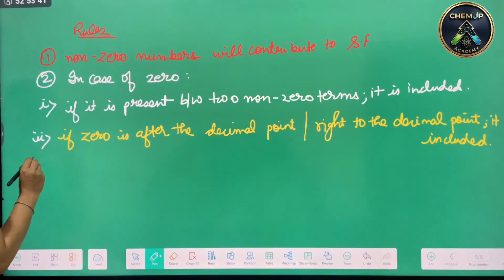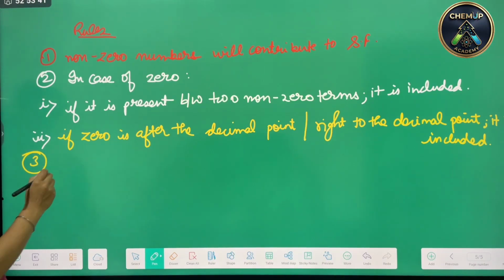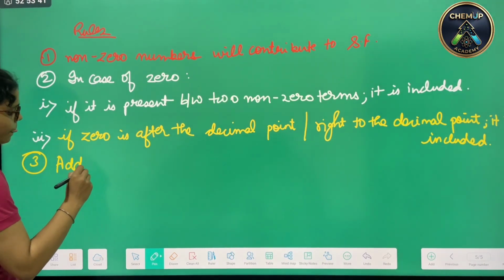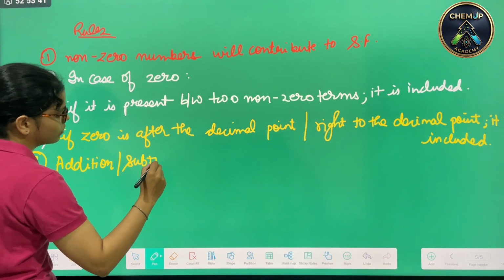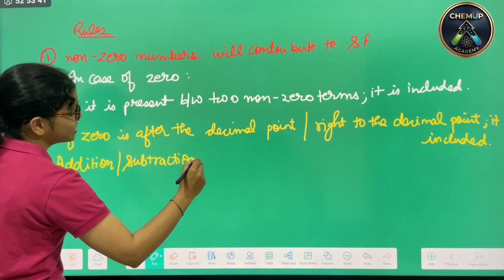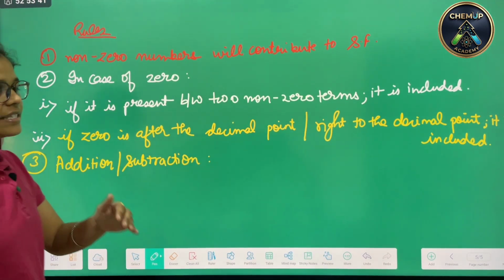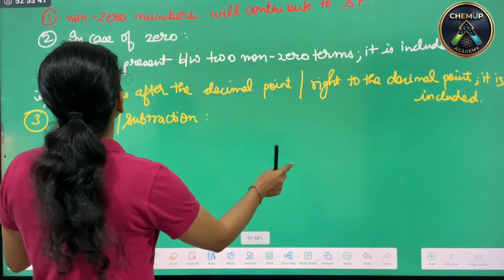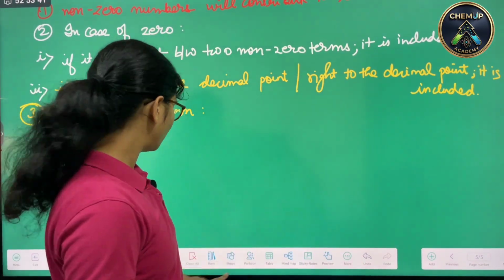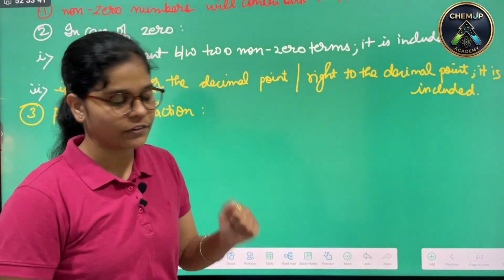Now, coming to the third rule. The third rule is for addition and subtraction. What is meant by addition and subtraction? Say we have decimal terms, and when we have decimal terms, we just need to focus on how to add and how to subtract the significant figures.